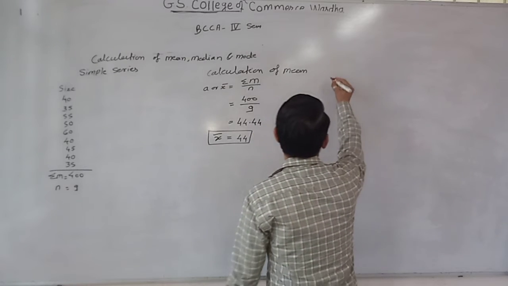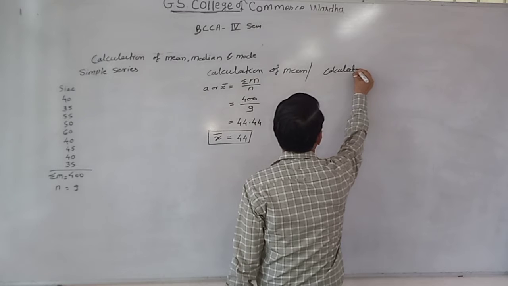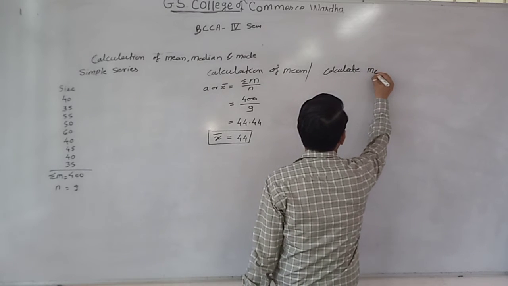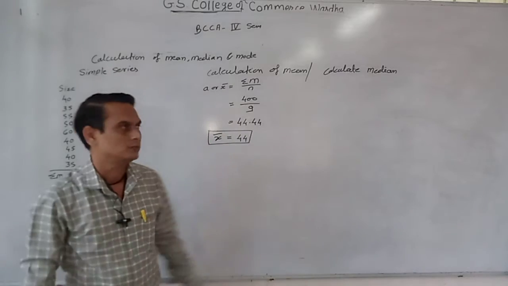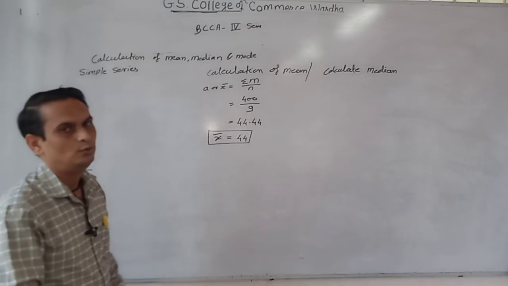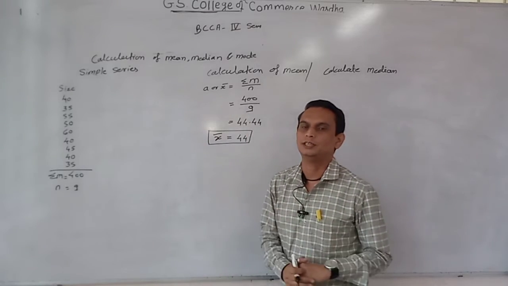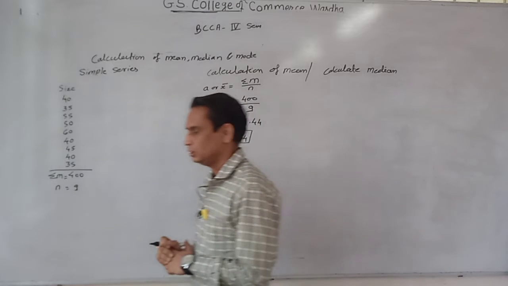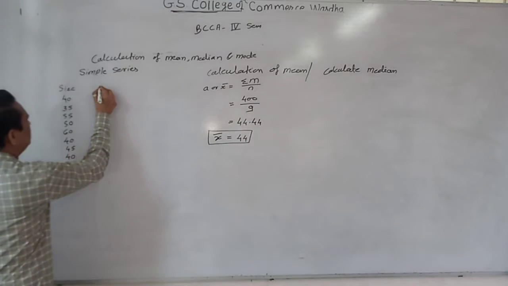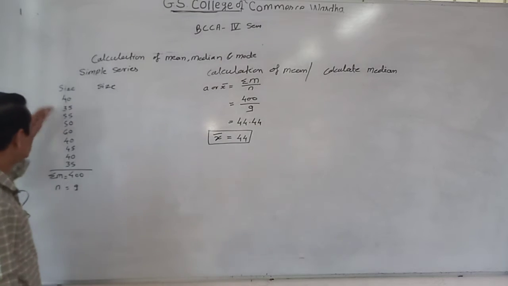Second calculation is to calculate the median. To calculate the median, we have to arrange the series in ascending or descending order. Let's use the ascending order. So we should rearrange the series in ascending order.